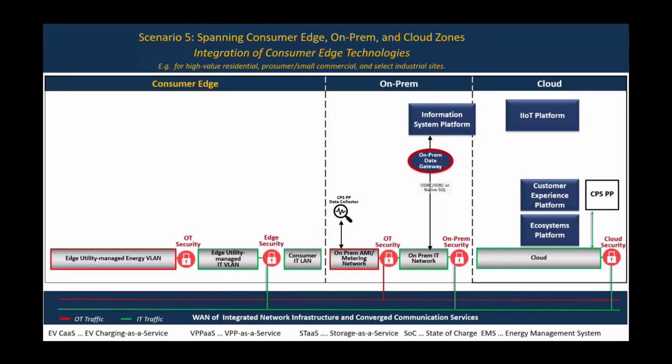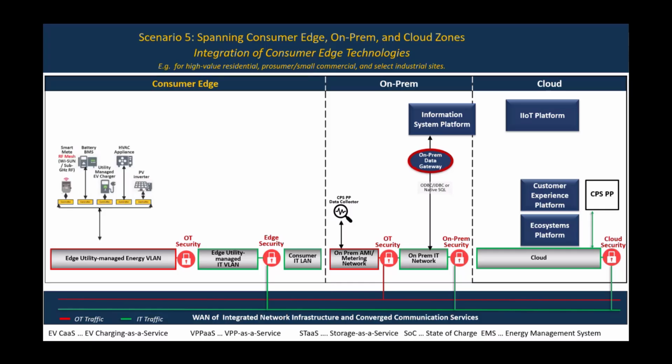The last integration scenario spans the cloud zone and on-premises zone, but now we have the consumer edge instead of the industrial edge. And it is about integration of consumer edge technologies. So we have here the consumer edge, and it includes the three LANs: an edge utility management energy VLAN, an edge utility management IT VLAN, as well as an end user consumer IT VLAN.